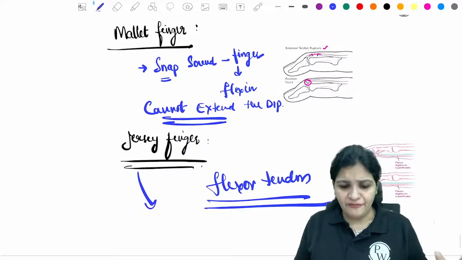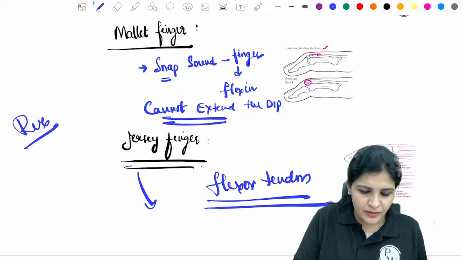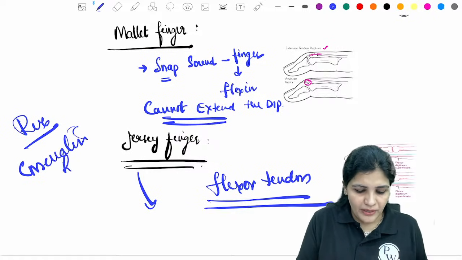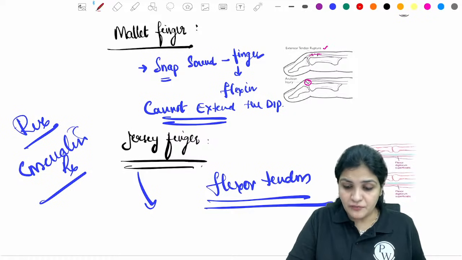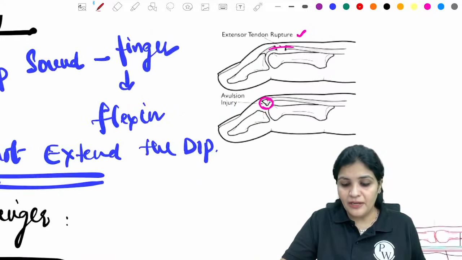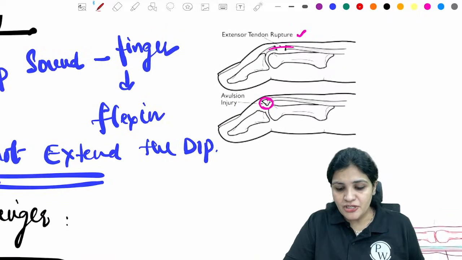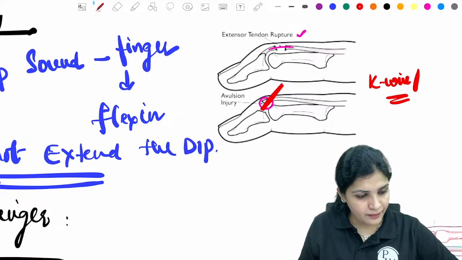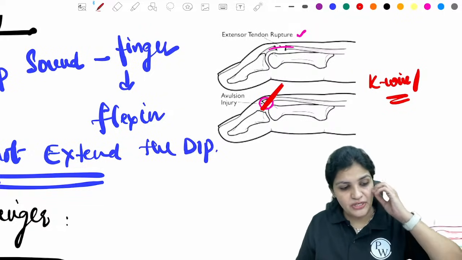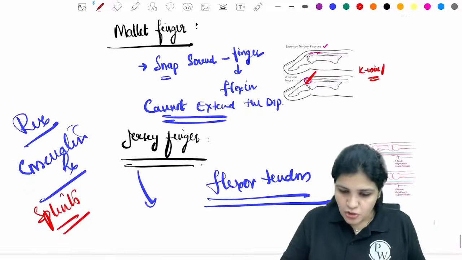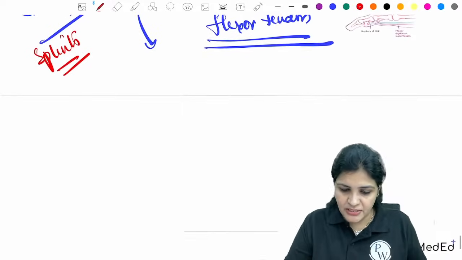Just remember this: the mallet finger, the jersey finger. Treatment part, you can give a conservative treatment. If there is only a rupture of the tendon, you can give splints. And if you want to repair, you can repair the tendons. For avulsion, you can put a K wire, a small wire, for avulsion fractures. Yes, you can see, it is usually seen in football and rugby. Yes, as Arya said. Okay, so that is about these injuries.